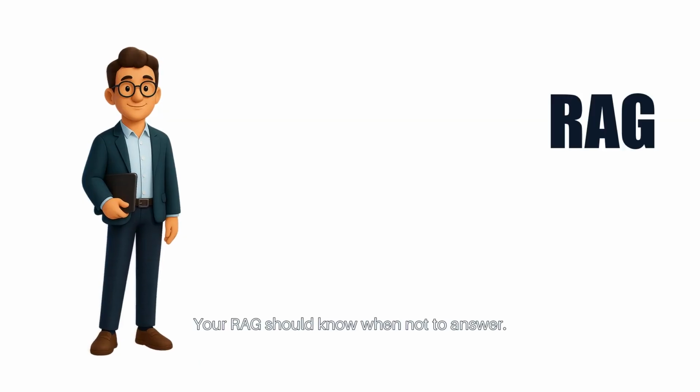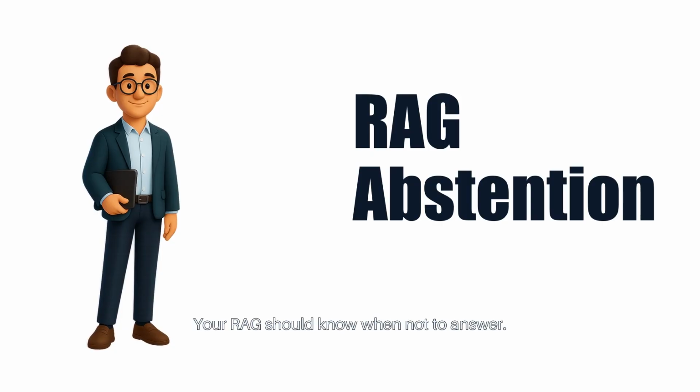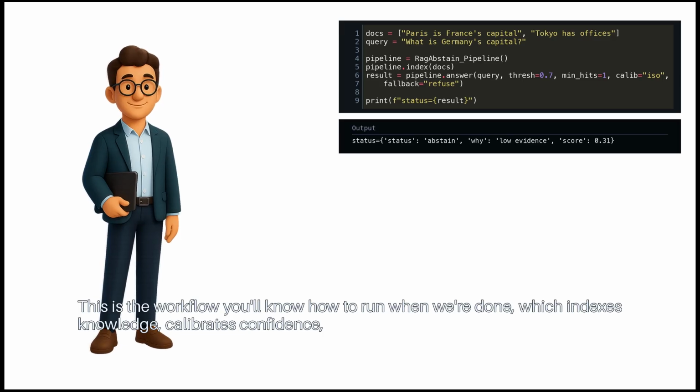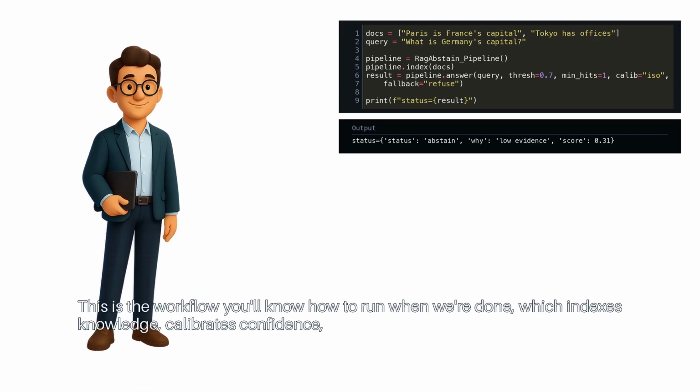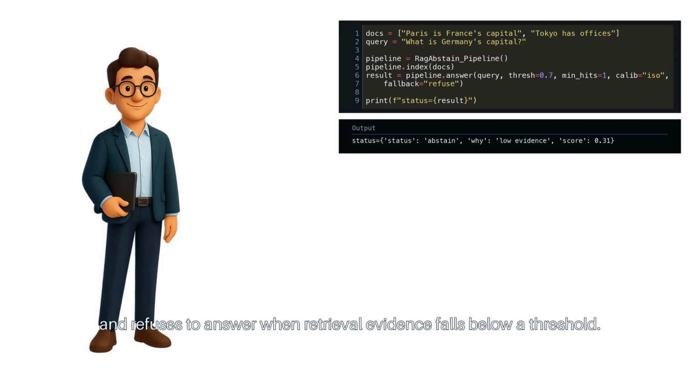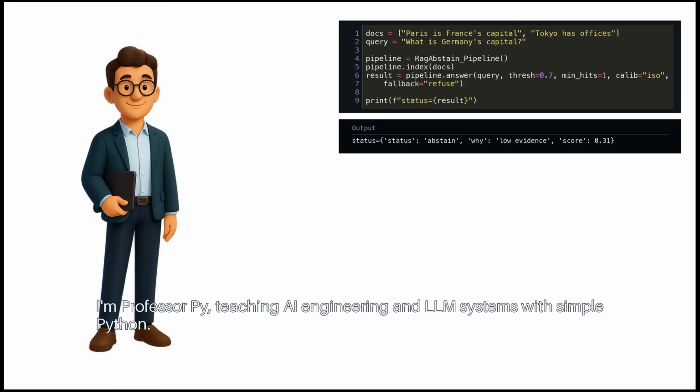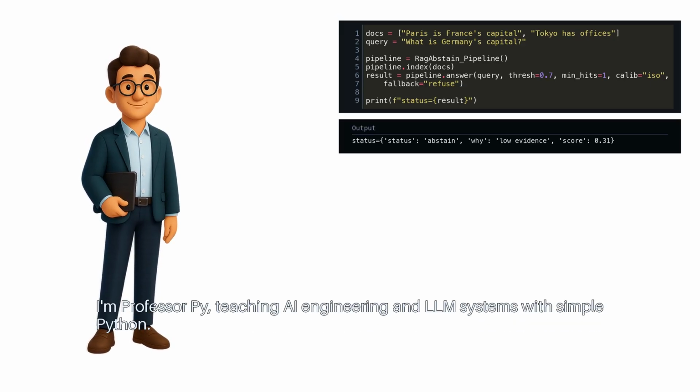Your RAG should know when not to answer. This is the workflow you'll know how to run when we're done, which indexes knowledge, calibrates confidence, and refuses to answer when retrieval evidence falls below a threshold. I'm Professor Pi, teaching AI engineering and LLM systems with simple Python.